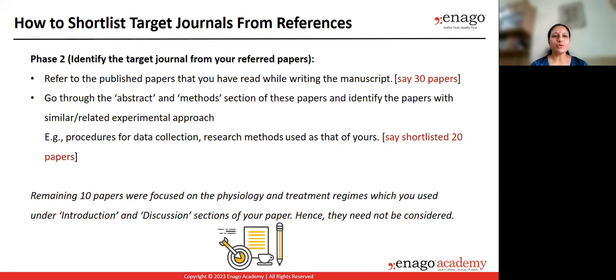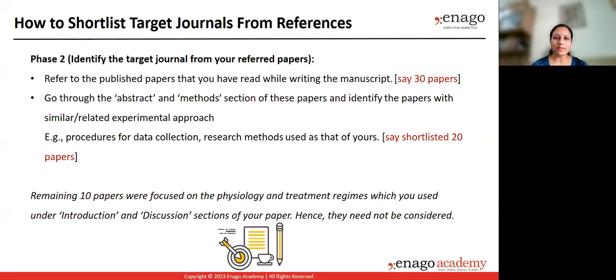We come to phase 2 here, where we start the target journal selection from the number of papers that you have referred to while preparing your research study, where you have gone through multiple research details in these published papers, and you have also listed some of them in your research paper. Refer to these published papers that you have read while writing the paper. For example, let us start with an arbitrary number of around 30 papers that were referred.